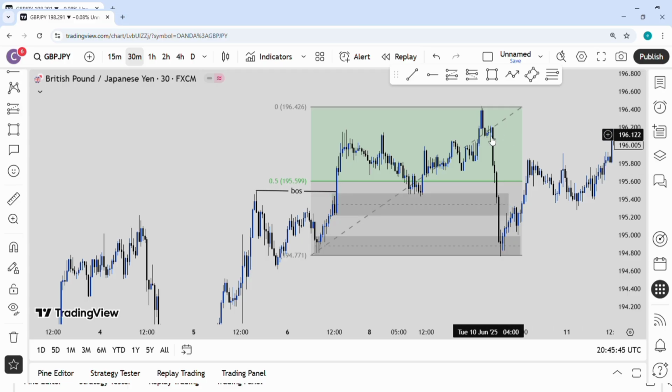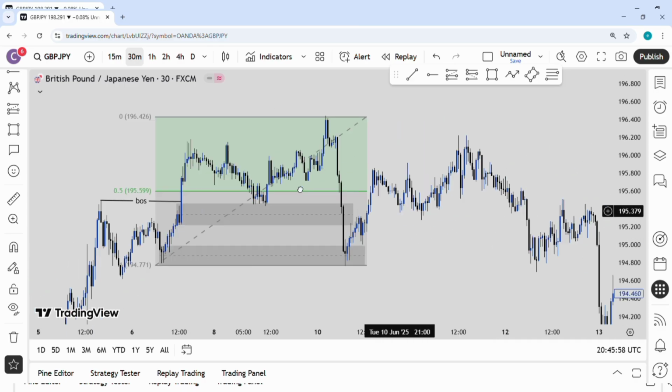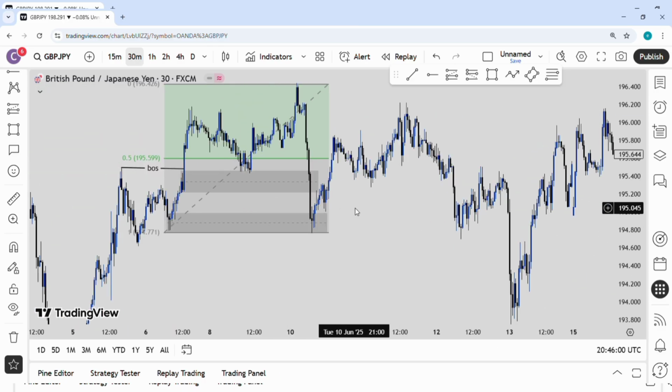Now, you can also see this pullback. This pullback is massive. If you are watching this particular trade live, and you are seeing this massive pullback, you had better stay out of the market, because you don't need a pullback. What you need is just a little retracement.